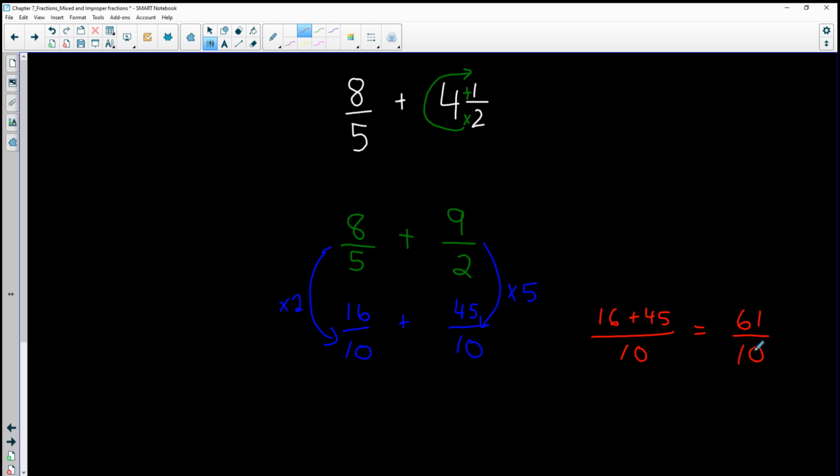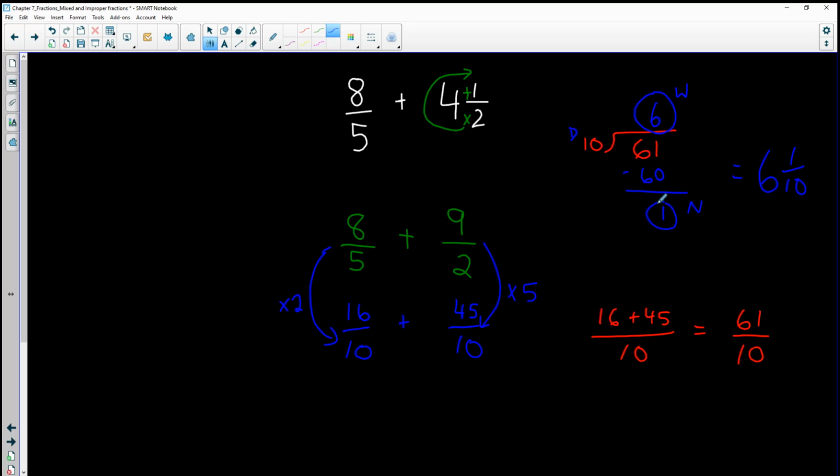Then really quickly, you just have to convert this into a mixed number. You could do your long division method: how many times does 10 go into 61? It goes in 6 whole times with 1 remainder. Just as we did before, your answer becomes the whole number, your remainder becomes the numerator, and this is your denominator. So rewritten, that would become 6 and 1 over 10.